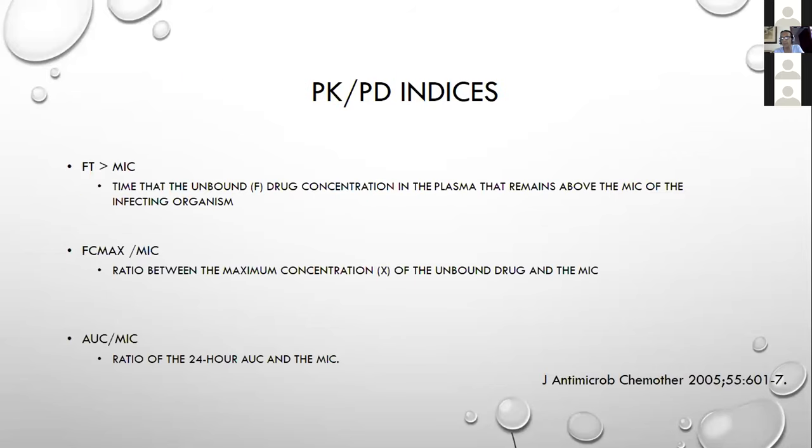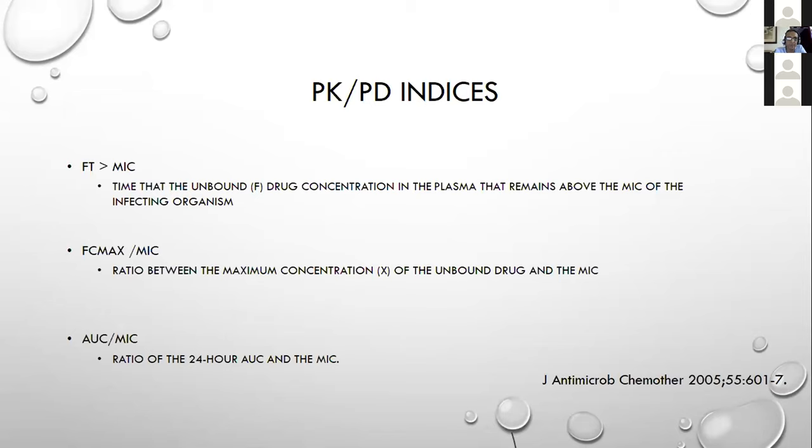So these are the PK/PD indices. Just to quickly go through, fT>MIC looks at your beta-lactam antibiotics, basically your cephalosporins and your carbapenems. That is the time that the unbound drug concentration, the f in brackets, in the plasma remains above the MIC of the infective organism. Ideally, that unbound concentration has to be at least 4 times above the MIC.